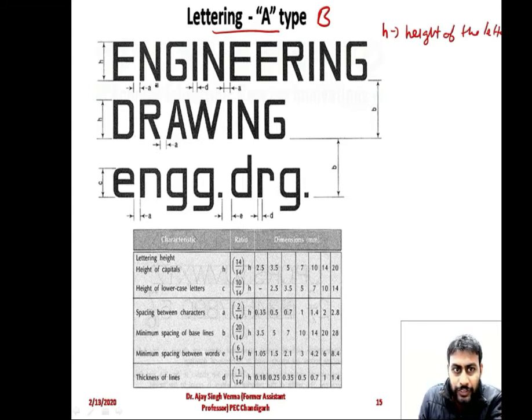What is the A? You can see this one is the A. A represents the distance, a margin between the two letters. This is the A.